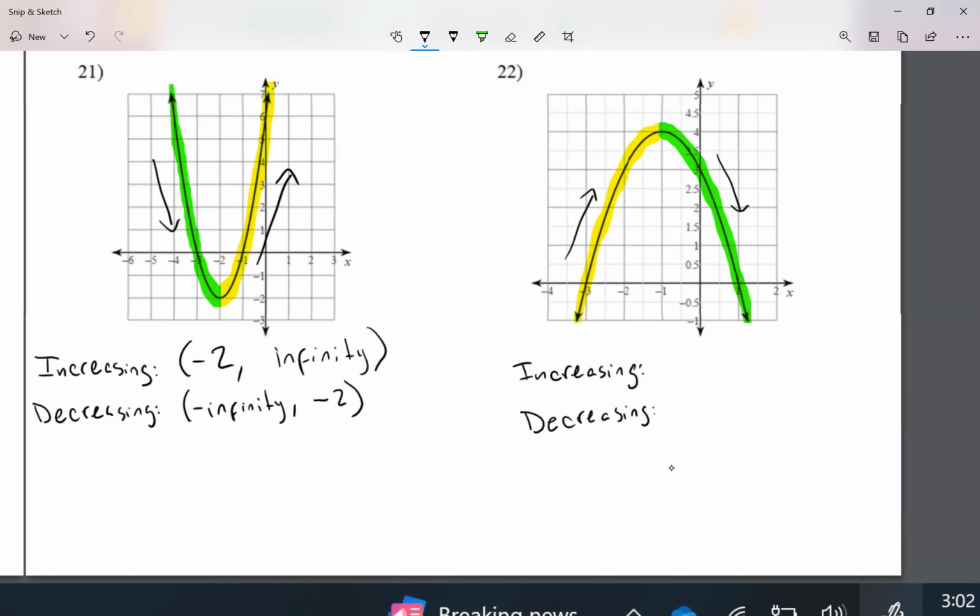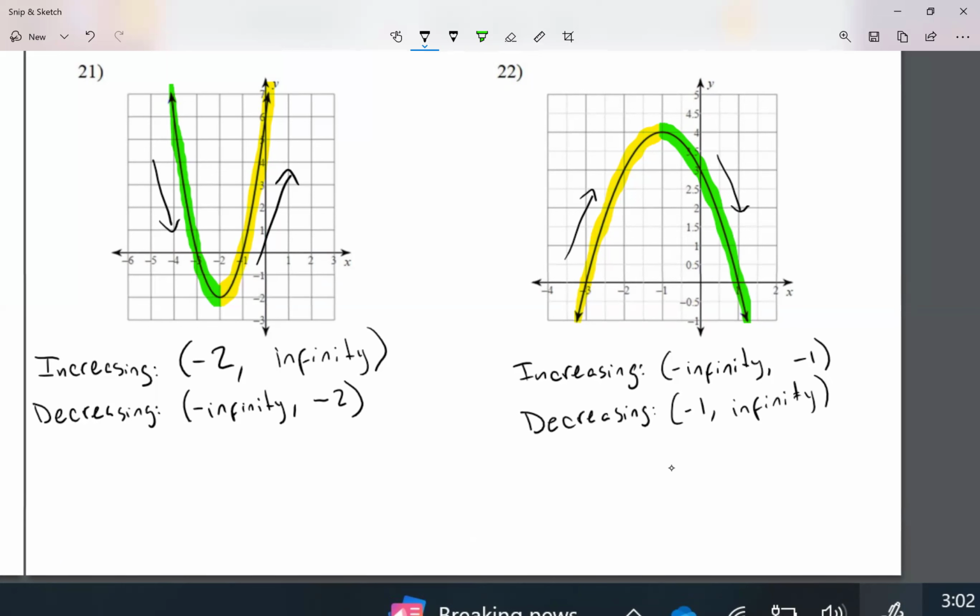Let me emphasize this is when we're going down. So increasing is going up. We started at negative infinity, and we stop at -1. Remember, I'm using the x values. Decreasing, we started at -1, and we continue going down forever, so all the way to infinity.